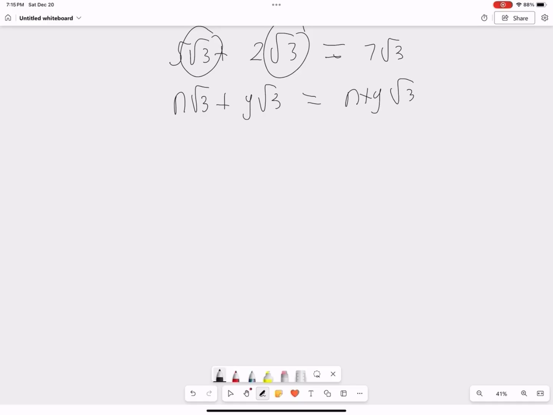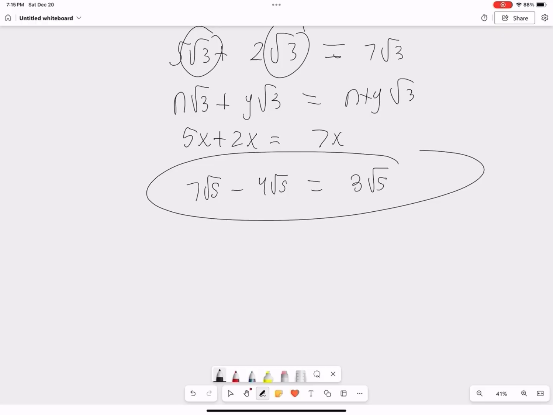Or let's say it would be 5x plus 2x equals 7x. Instead of x, we call it root 3. Same idea. So let's try another one. 7 times the square root of 5 minus 4 times the root 5 is going to be equal to 3 root 5.